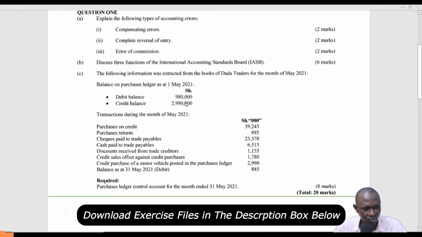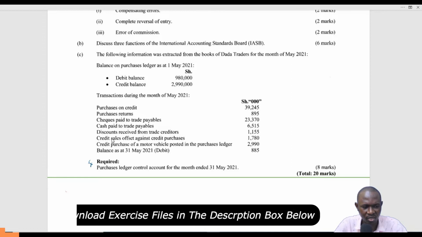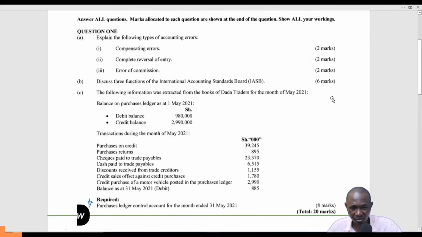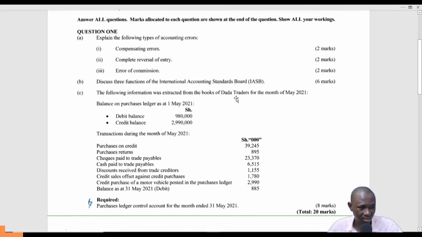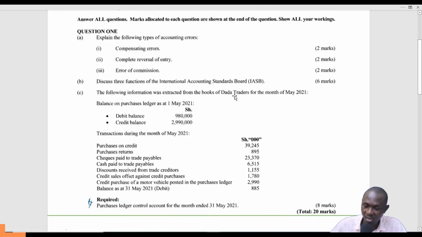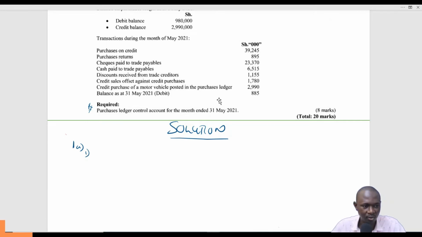And then question 3, we are supposed to come up with the purchase ledger control account for the month ended 31st May 2021. So those are the 3 questions. They will give us 20 marks. Let's attempt all of them here very fast. So question 1A, we'll start with question 1A. So solution, and go straight to question 1A, section 1.